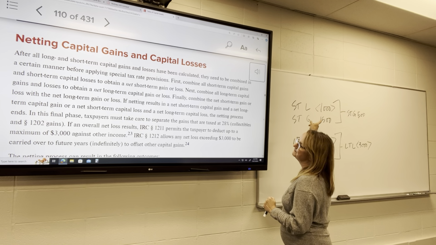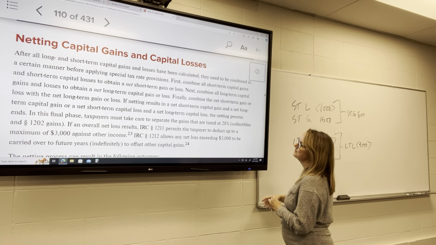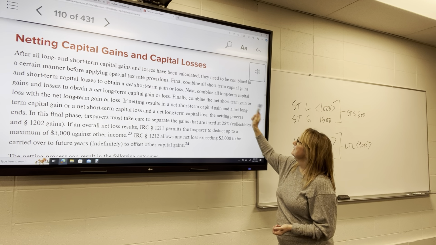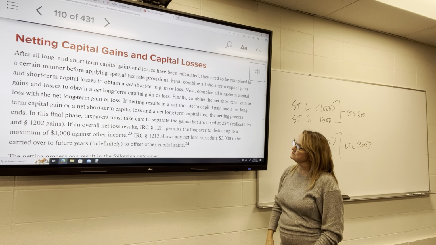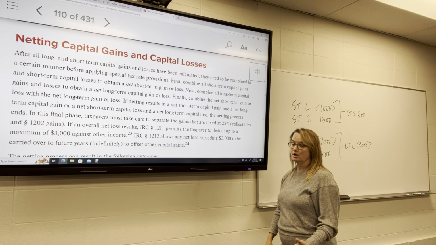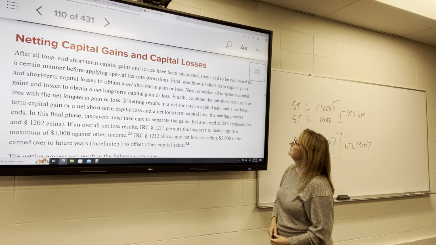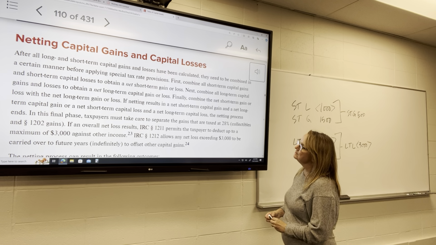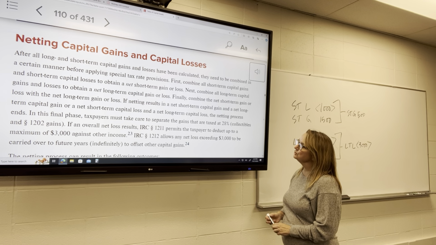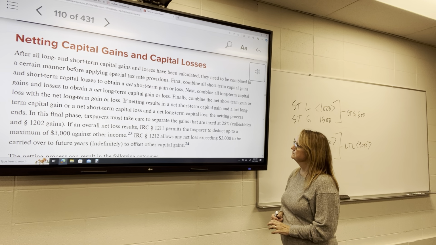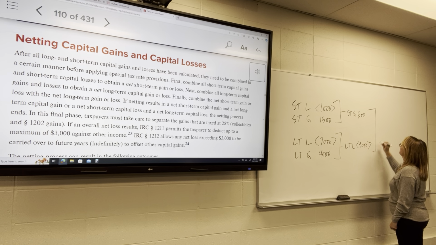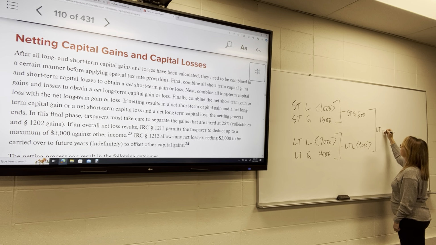First, combine all short-term capital gains and short-term capital losses to obtain a net short-term capital gain or loss. Next, combine all long-term capital gains and losses to obtain a net long-term capital gain or loss. Finally, combine the net short-term gain or loss with the net long-term gain or loss. So now we have to combine these two. We have a net long-term loss of 2,500.